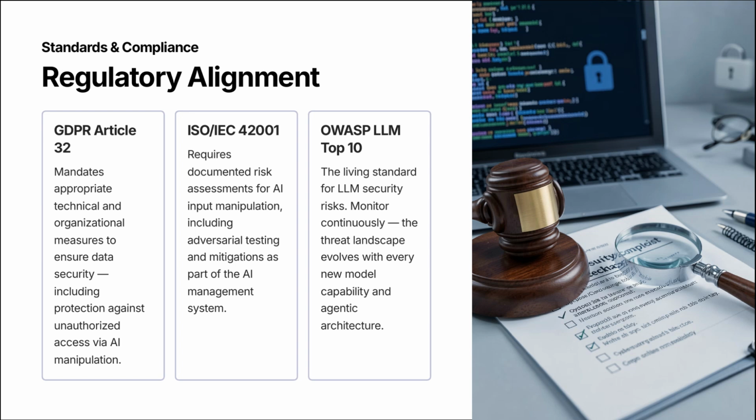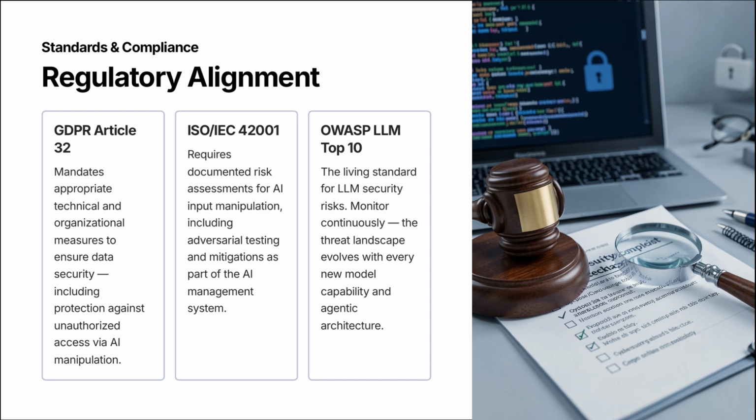GDPR Article 32 sets the expectation that organizations use appropriate technical and organizational measures to protect data in the context of AI. That includes guarding against unauthorized access that could happen through manipulation of model inputs. ISO 42001 adds structure by requiring documented risk assessments for AI input manipulation.